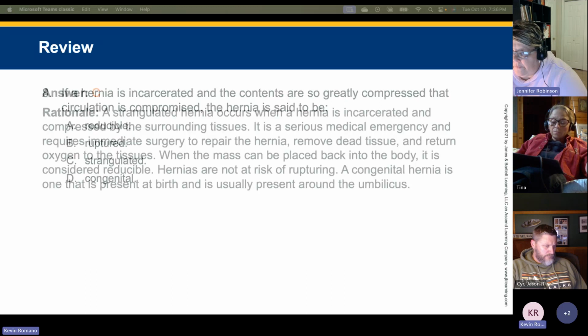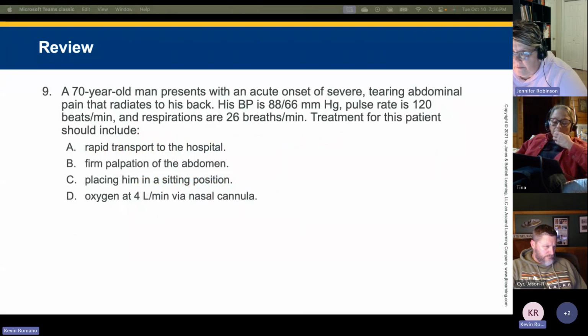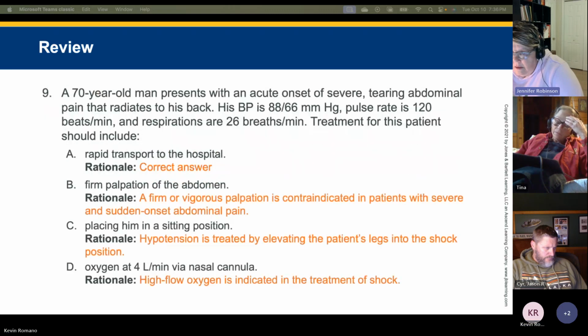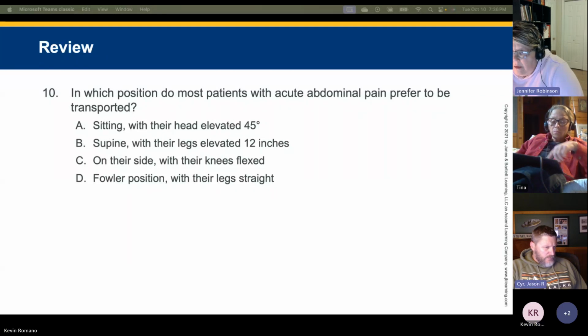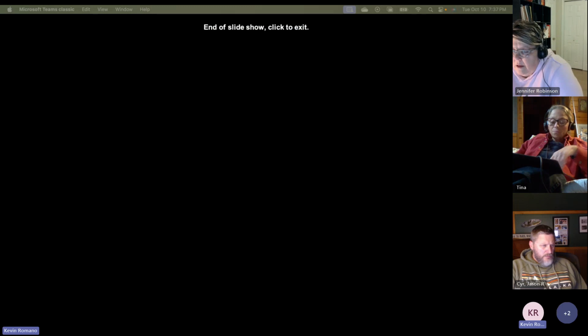C. Yeah, strangulated. A 70-year-old man presents with an acute onset of severe tearing abdominal pain that radiates to his back. Blood pressure is 88 over 66, pulse rate of 120, respiratory rate of 26. Treatment for this patient should be what? You guys already answered this with that question earlier. A. Yeah, rapid transport. Get them to the hospital. It's probably a AAA. In which position do most patients with acute abdominal pain prefer to be transported? On the side with knees. C. Yeah, C. Definitely.